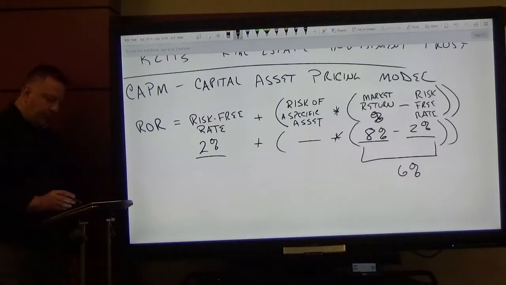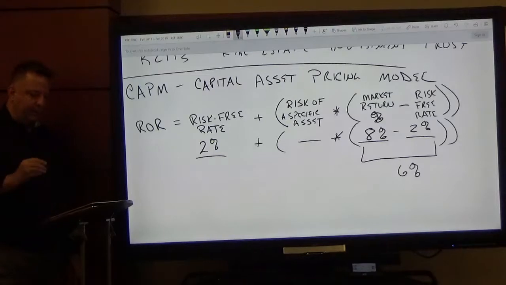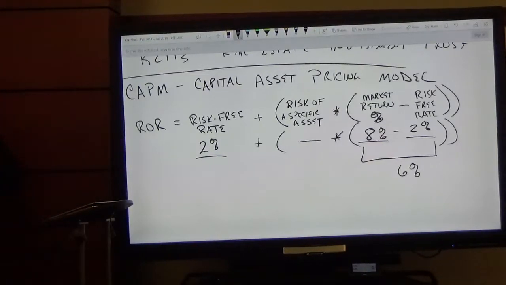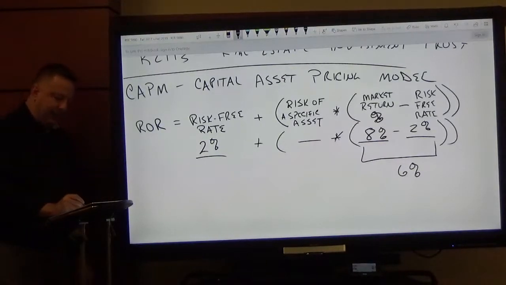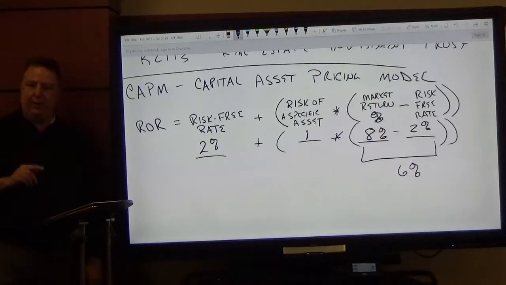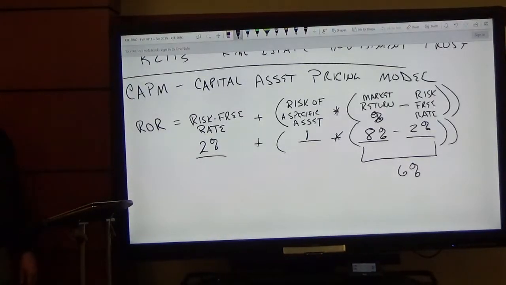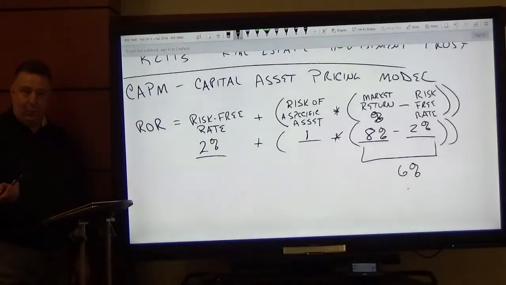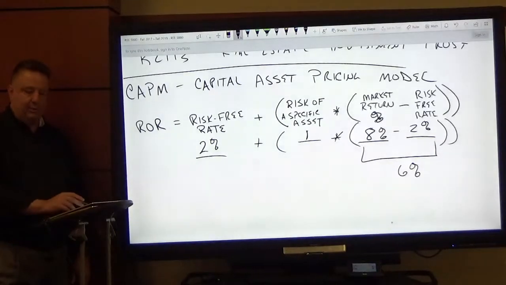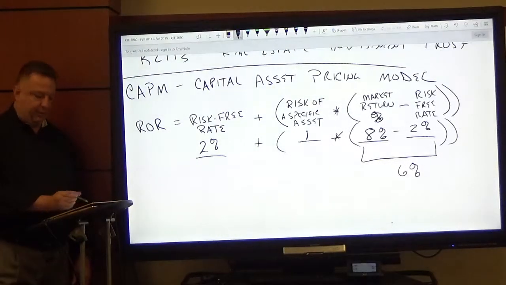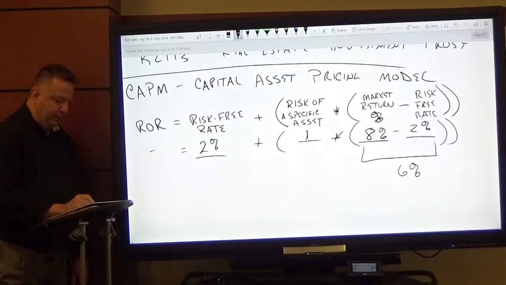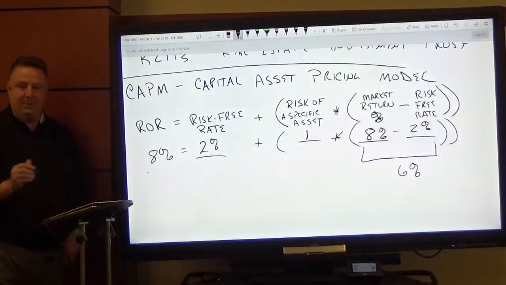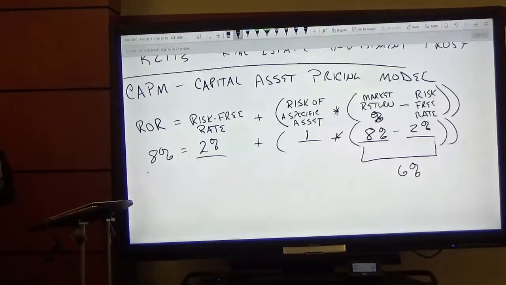Now, let's say that the risk of a particular asset, just for fun, we make that 1. So it's not a percent, it's just a 1. Now think about what that would do to our model. 1 times 6% would be what? 6%, plus the risk-free rate of 2%, means the overall return would be 8%, which happens to equal the market return. You're starting to see something?